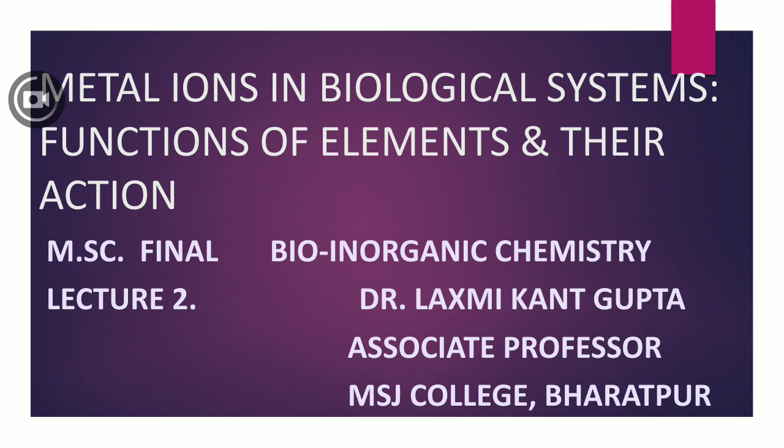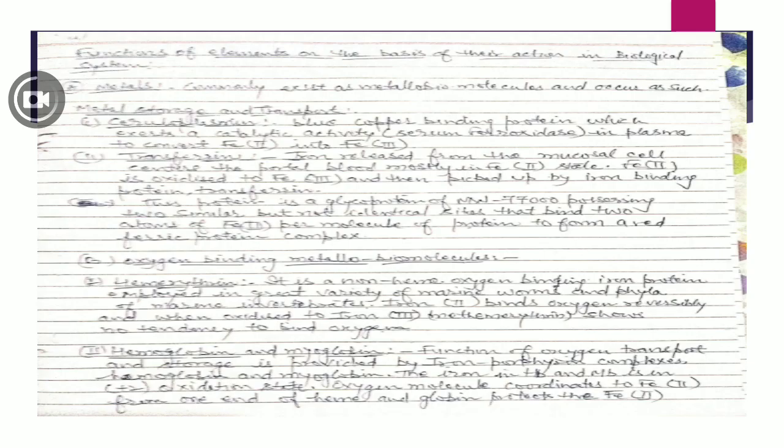So, we will discuss some important metals here which are used in the biological processes. Metal ions which are used in the storage and transport of oxygen or any other material. We will normally see oxygen as carrier. The metal ions which are stored in some proteins.